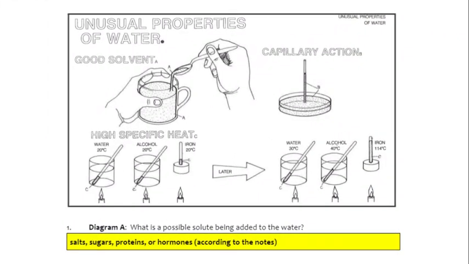Okay, question number 1. What's a possible solute being added to the water? Well, you've got lots of options: salts, sugars, proteins, or hormones. Those are all according to the notes.